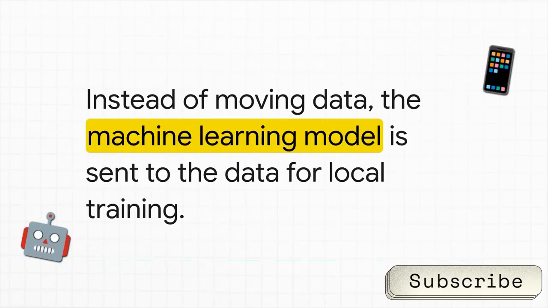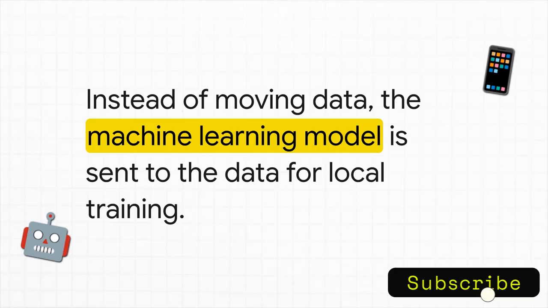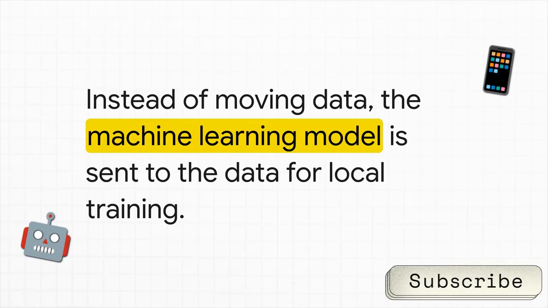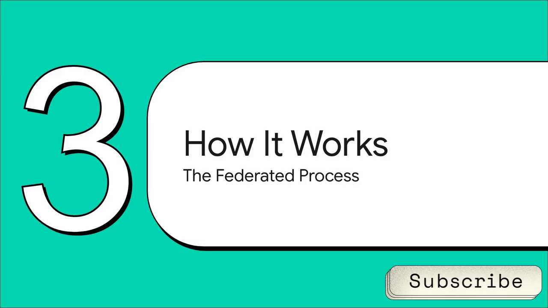So if the data isn't all going to one central place, what happens instead? Well, the big idea here, the real shift, is this. Instead of collecting everyone's personal notebooks to write a master study guide, you send a blank study guide template out to every student. They fill it in with what they know, using their own notes, and then they only send back the updates or the improvements to the template, not their original notes. See the difference?